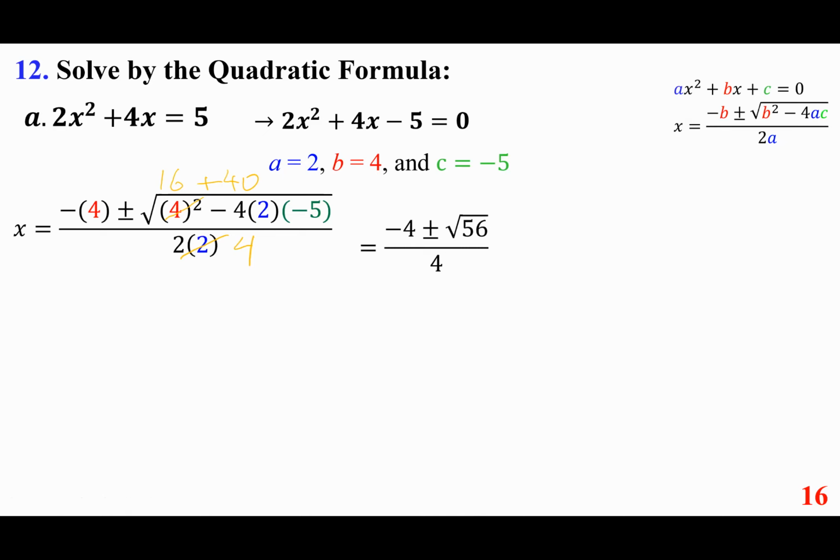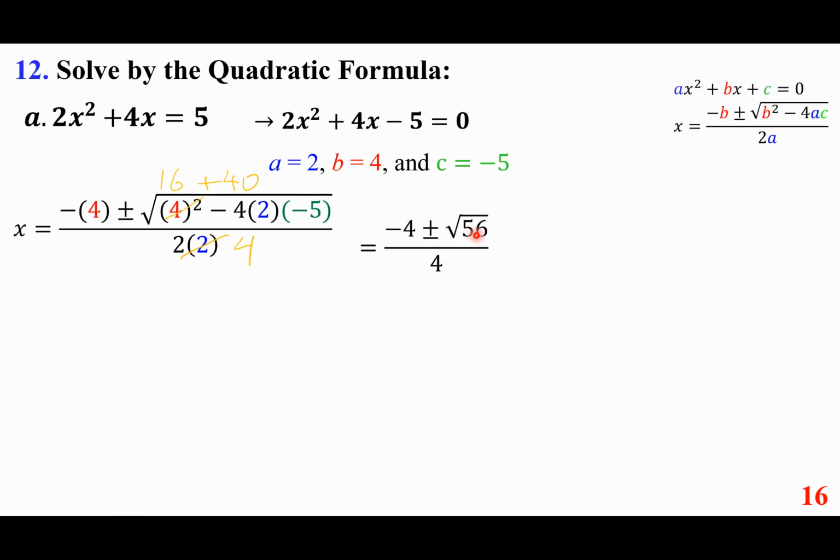Now, before we continue, sometimes students make a mistake of crossing out the 4 and saying it's negative 1 plus or minus the square root of 56. That's not the case, because you can't drop one term from the top. There are two terms, and if you want to drop 4, you have to find a common factor of 4.